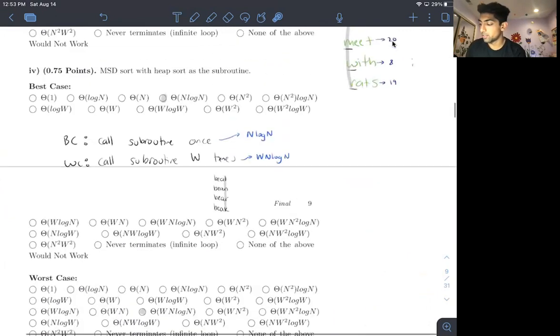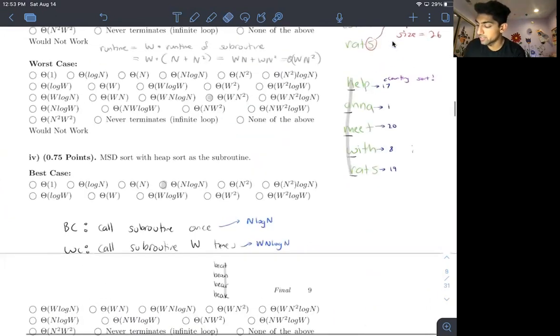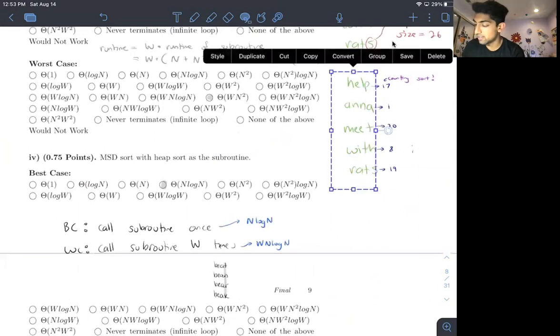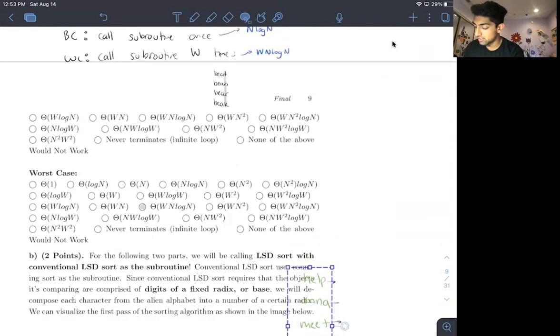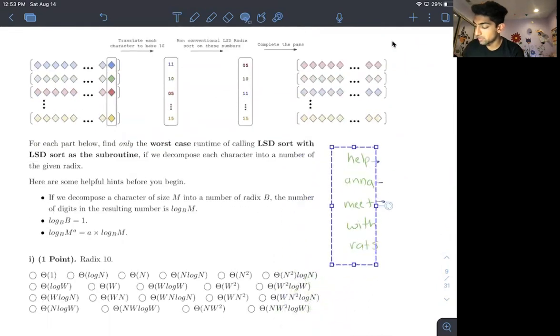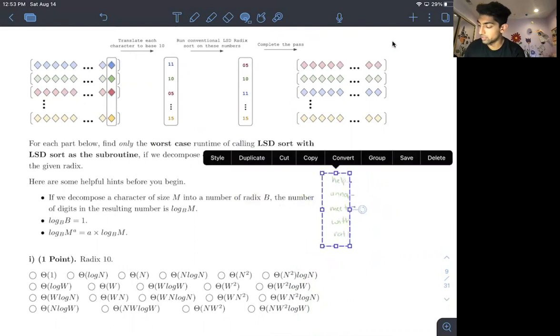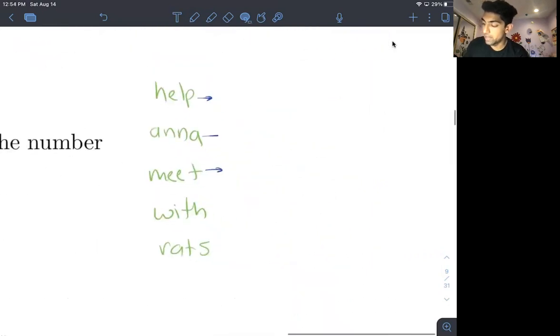Let's look at one more example just so we fully understand it. If I'm looking at the "help Anna meet with rats" example, what's happening here mirrors this process. Let's look at the first pass, when we're at these digits. The first thing we're going to do is translate them to base 10.